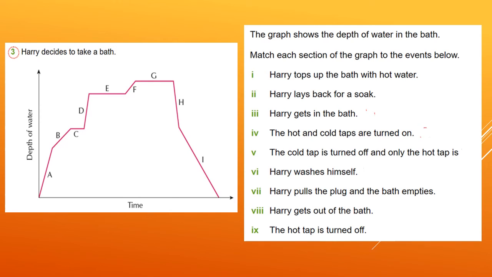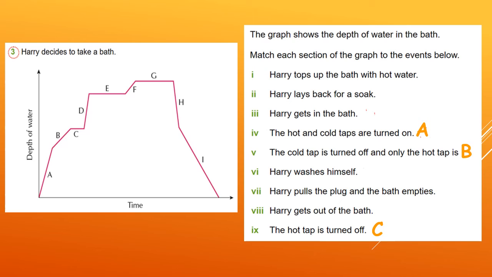If you go to the fourth statement, the hot and cold taps are turned on. Usually that's what you do first. So part A is this statement. After that, you can see that the level of water is still increasing, but it's slower. So mostly they turned off one of the taps. So the cold tap is turned off and only the hot tap is on. So it's B. After that, you can see that the depth of water is constant. It's not increasing anymore. So the third statement is going to be the hot tap is turned off.